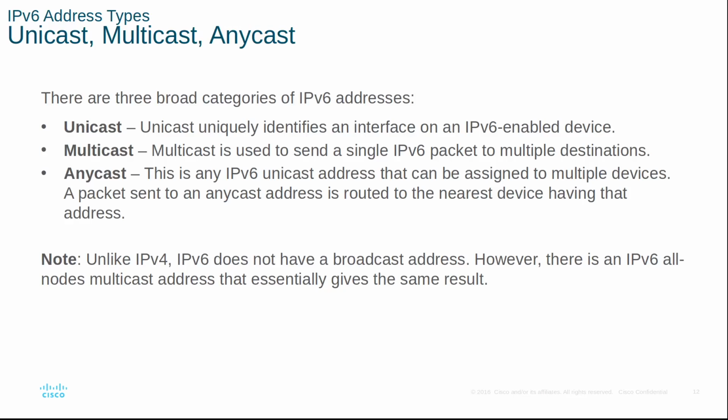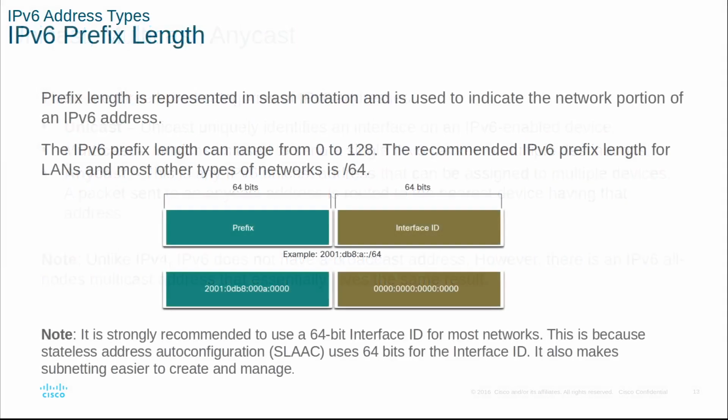Unlike IPv4, you notice there is no broadcast. There is no broadcast address at all with IPv6, but there is an all nodes multicast address, which gives you a similar result. It's kind of handy.